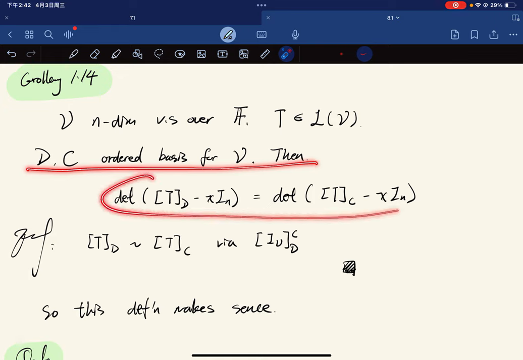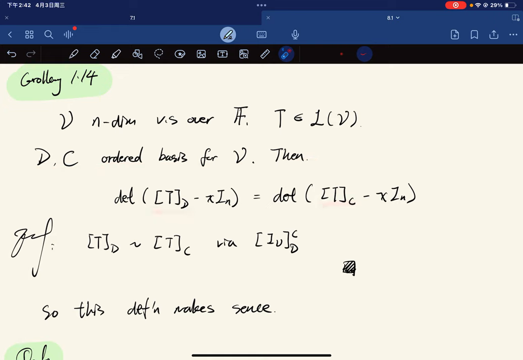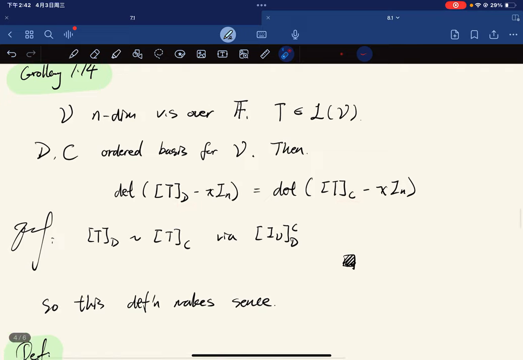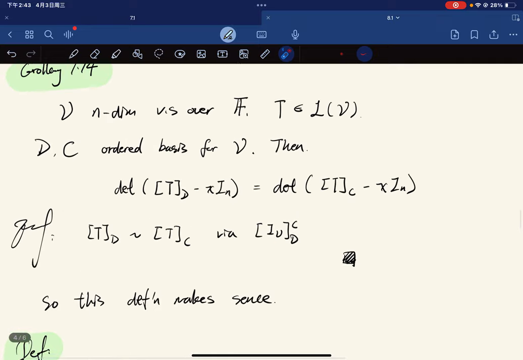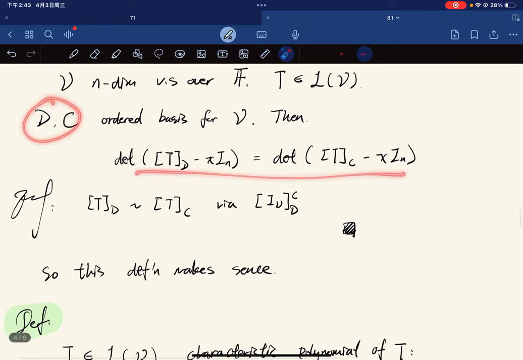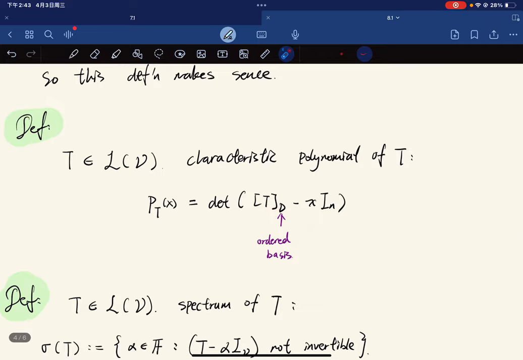Which means that we have this by change of basis, right? They're similar, change of basis, for any operator T, its matrix, right? We have this. So the definition makes sense, because the characteristic polynomial of an operator is the determinant of its matrix corresponding to one ordered basis, minus xIn. This is well defined, right? Because we said that for any two, they're the same, so we just pick any one.